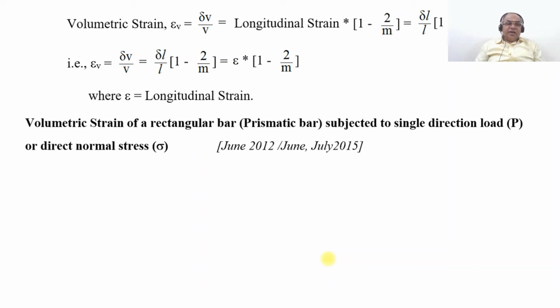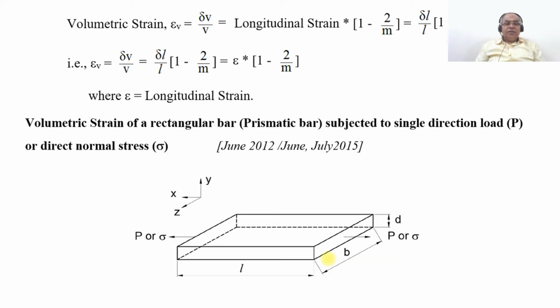Now we are going to consider the volumetric strain of a rectangular, or prismatic, bar subjected to a single direction load P, or normal stress. So you have L, B and D, where the normal stress is applied along the length of the member, P or sigma. So this is how you will get it.